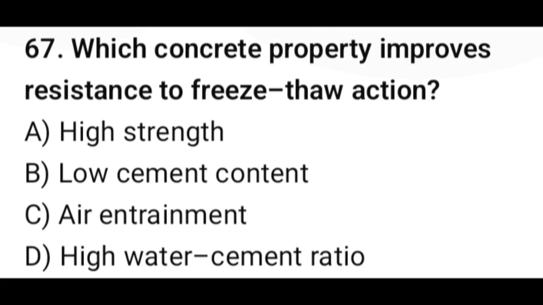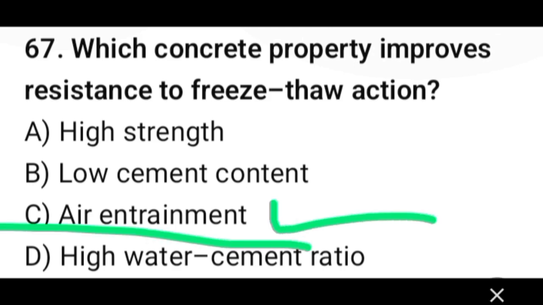Next question. Which concrete property improves resistance to freeze thaw action? Option A is high strength. Option B is low cement content. Option C is air entrainment. Option D is high water cement ratio. So the right answer is option number C, air entrainment.